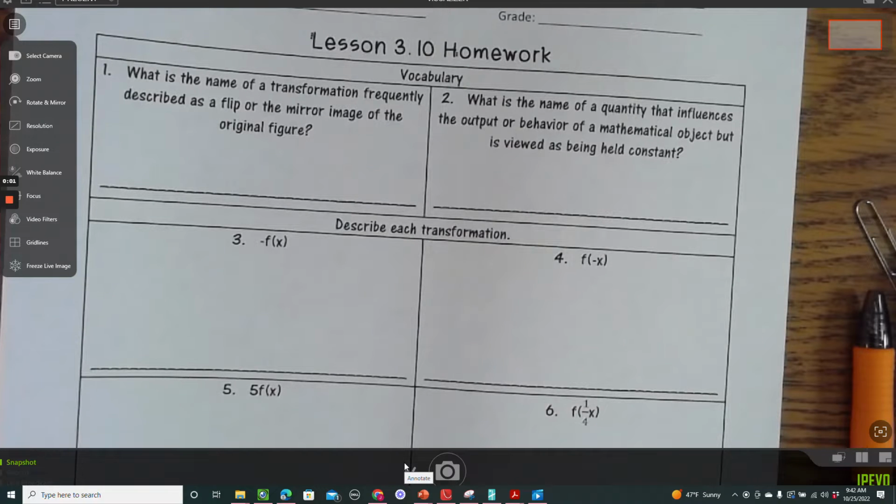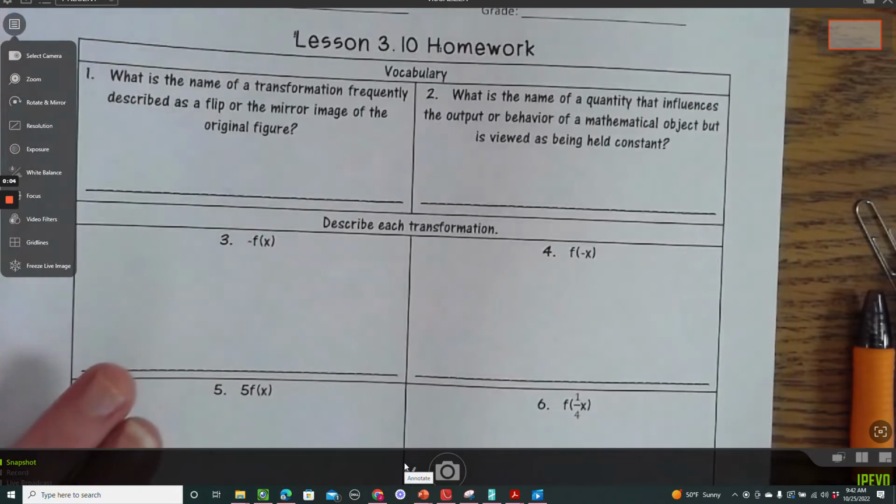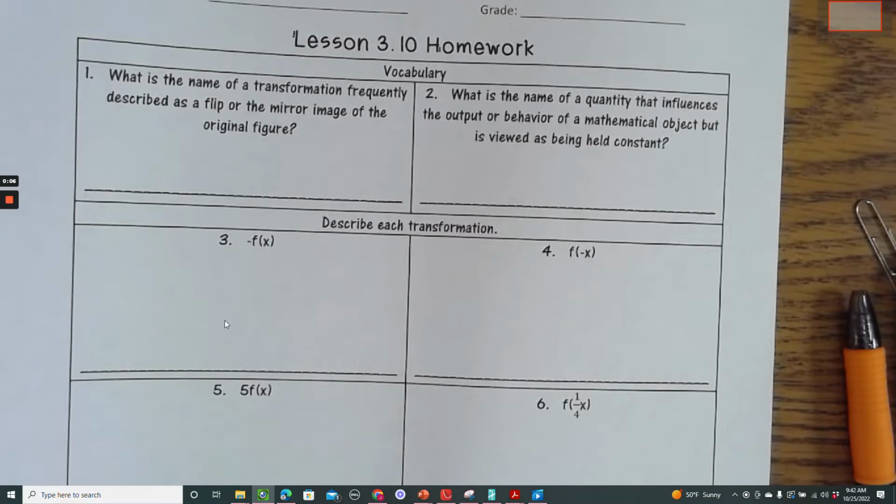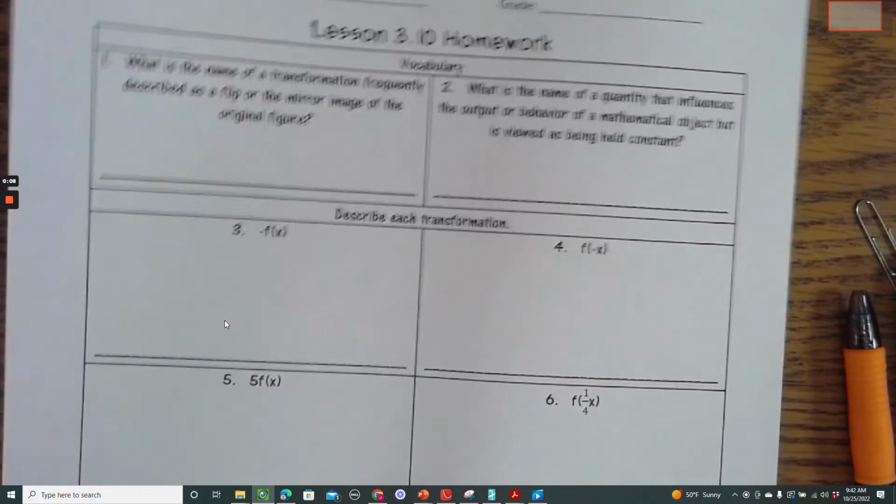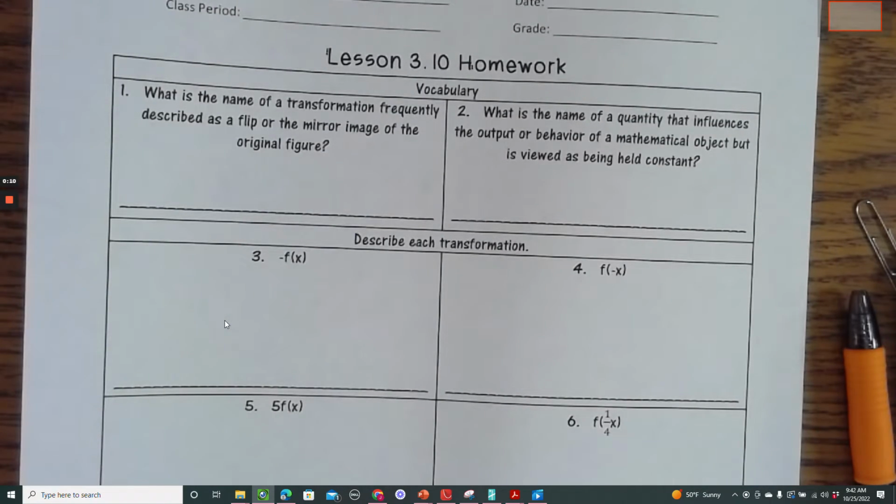This video is for the lesson 3.10 homework. All right, so we're finishing up transformations today, okay? We are doing reflections, stretches, and compressions today.